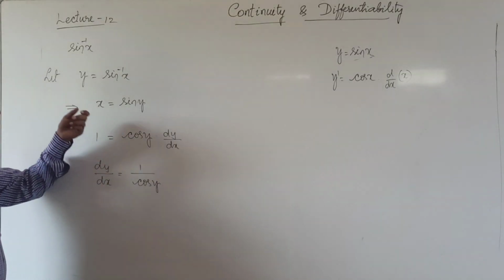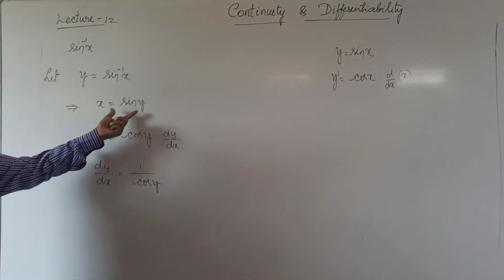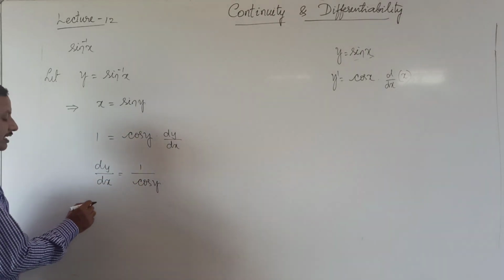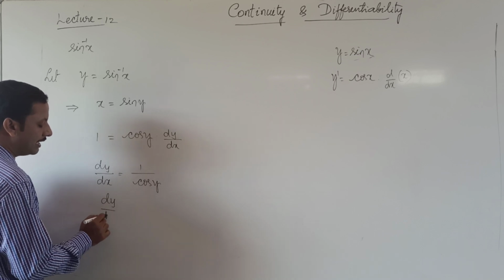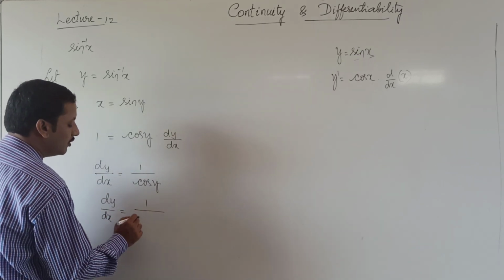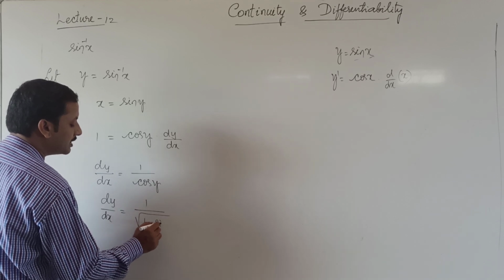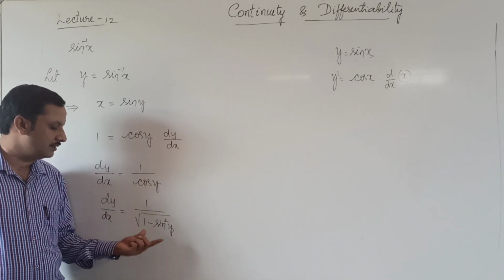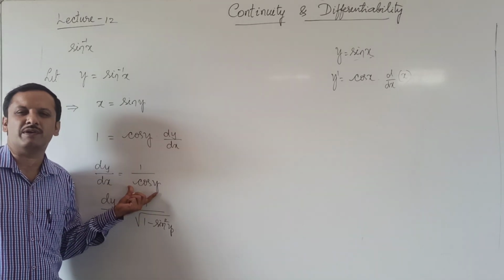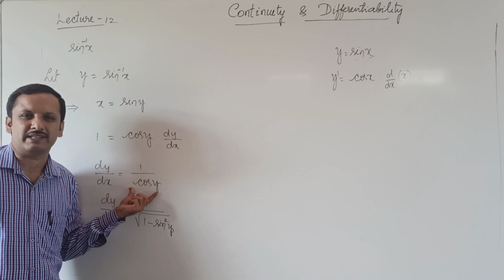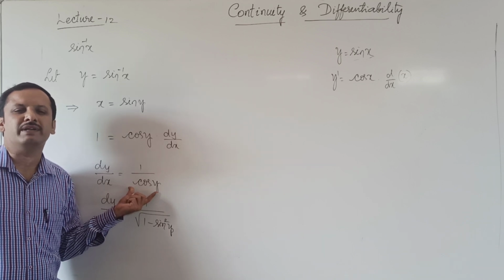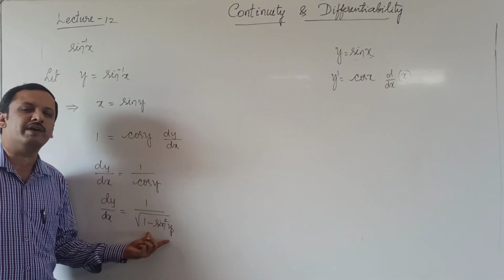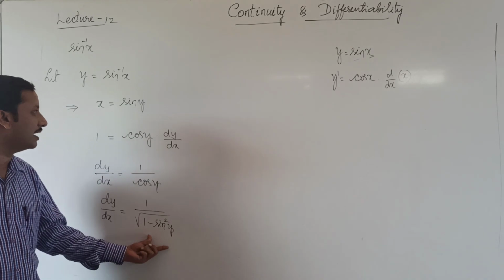Now I want the answer in terms of x. So express cos y in terms of x. x is sin y. I try to express cos y in terms of sin y. Cos y can be written as root of 1 minus sin square y, because cos square theta plus sin square theta is equal to 1. So cos square y can be written as 1 minus sin square y. Hence cos y is equal to square root of 1 minus sin square y.